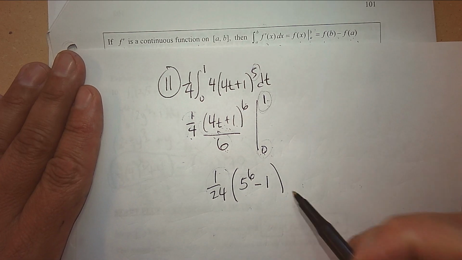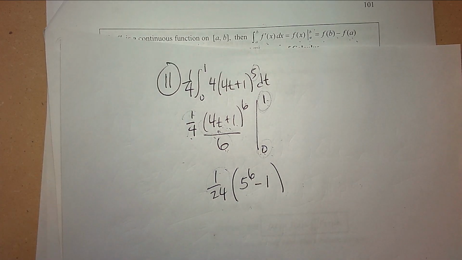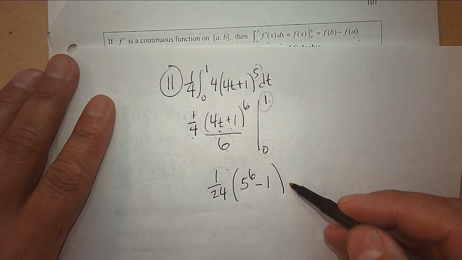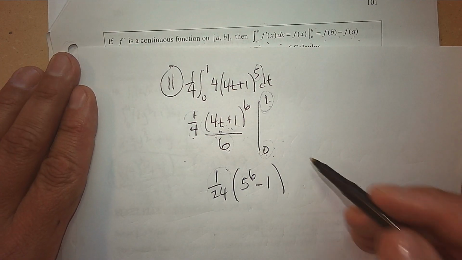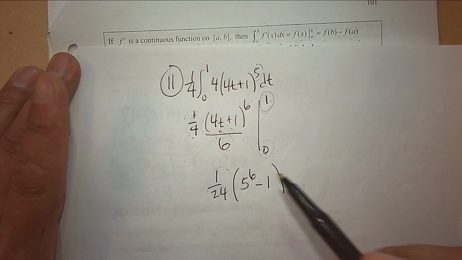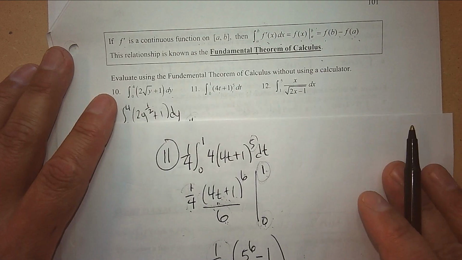If you want to, you can type that in a calculator and make it a lot prettier. But there's no constant at the end. A definite integral, there's an actual number for an answer at the end. So that was number 11.